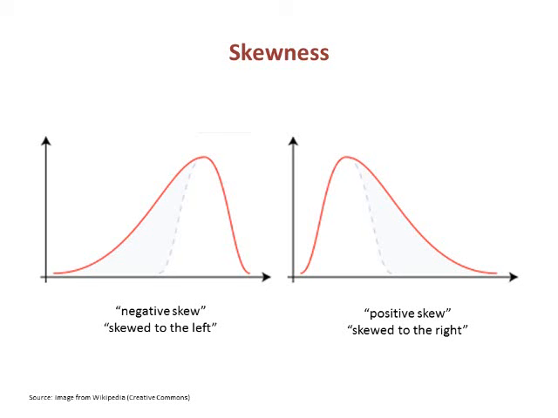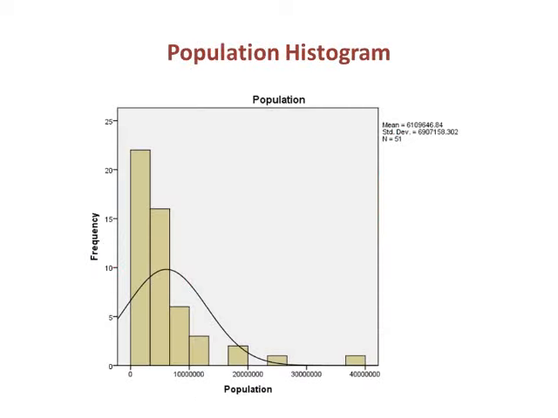If the long tail is on the left side, the distribution is said to have a negative skew, or is said to be skewed to the left. If the long tail is on the right side, the distribution is said to have a positive skew, or is said to be skewed to the right. In our example, the population histogram has a right skew, or is skewed to the right.